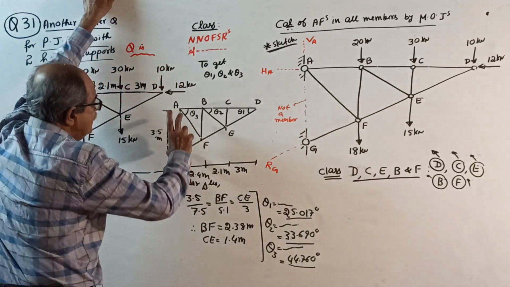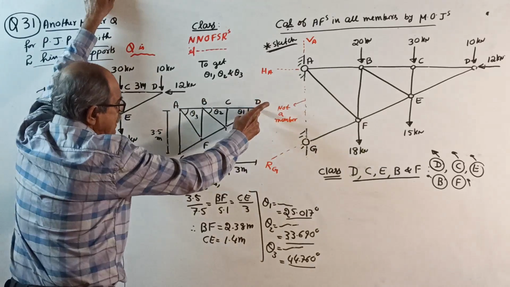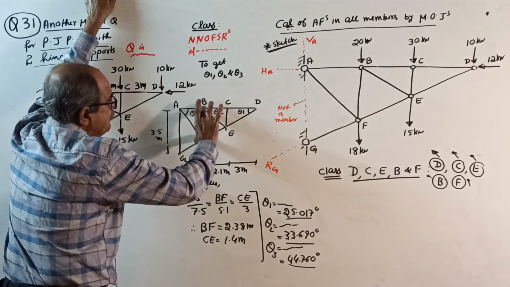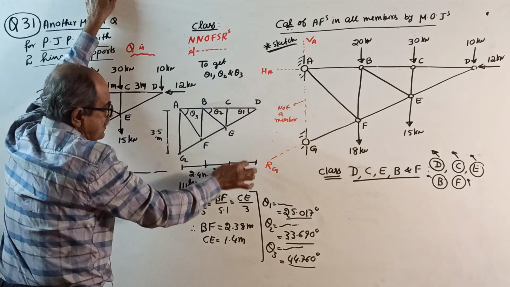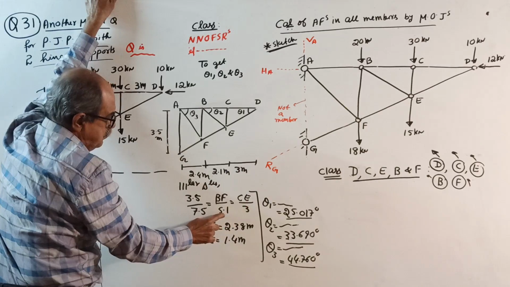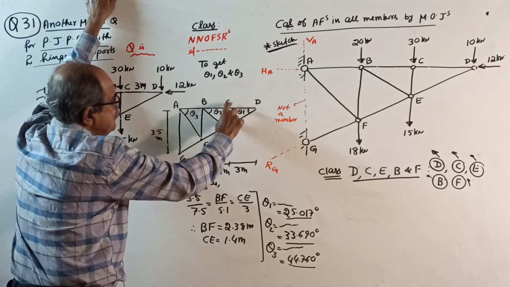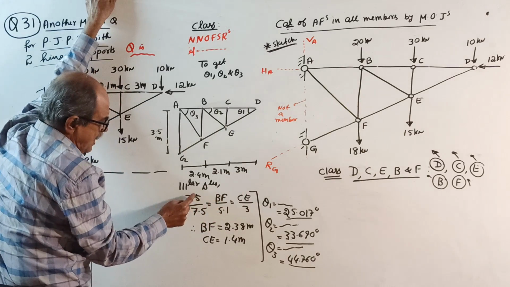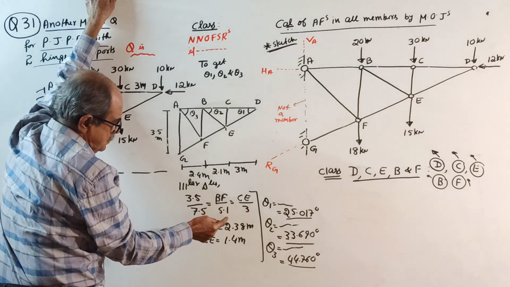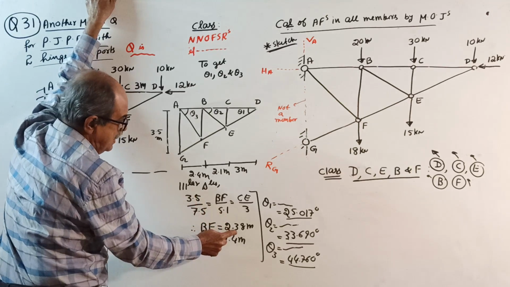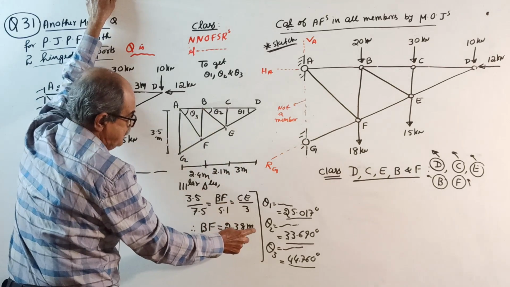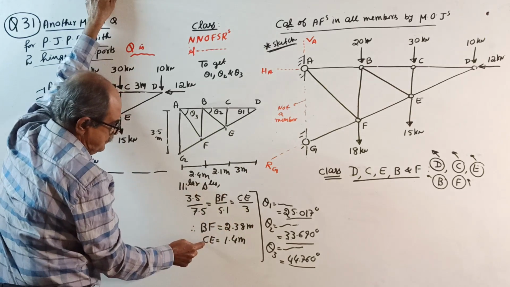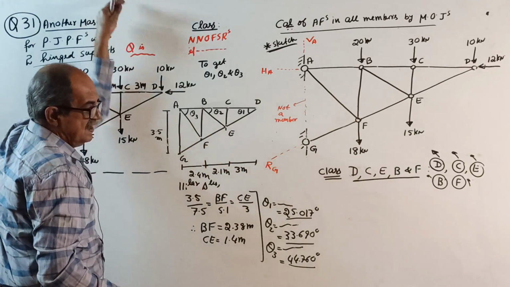Or you can write 3.5 divided by 7.5 equal to BF divided by this distance, which is 3 plus 2.1, that is 5.1. So 3.5 by 7.5 into 5.1 will give BF equal to 2.38 meter, and 3.5 by 7.5 into 3 will give you CE equal to 1.4 meter.